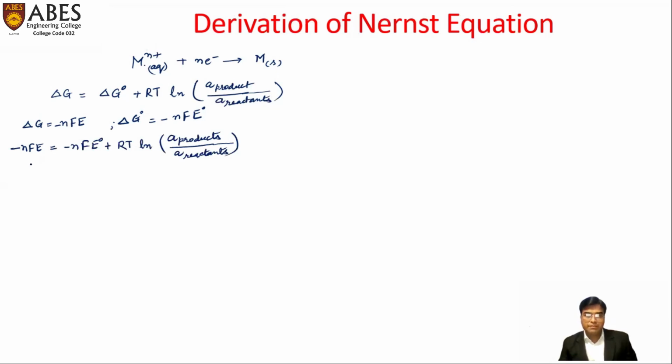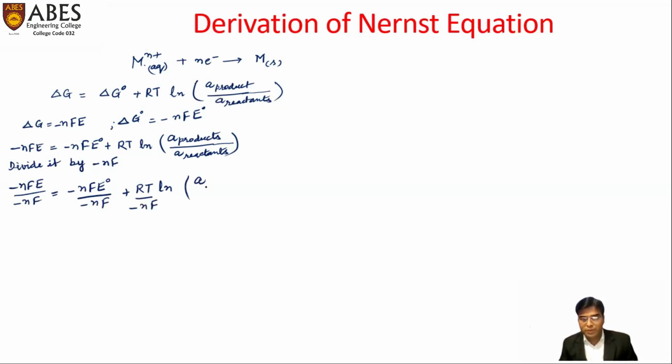Dividing this equation by minus NF, it will become minus NFE upon minus NF equal to minus NFE naught upon minus NF plus RT upon minus NF ln A products upon A reactants. For the sake of simplicity, we are writing P as a symbol for products and R as a symbol for reactants. So it becomes E equal to E naught minus RT upon NF ln activity of products upon activity of reactants.